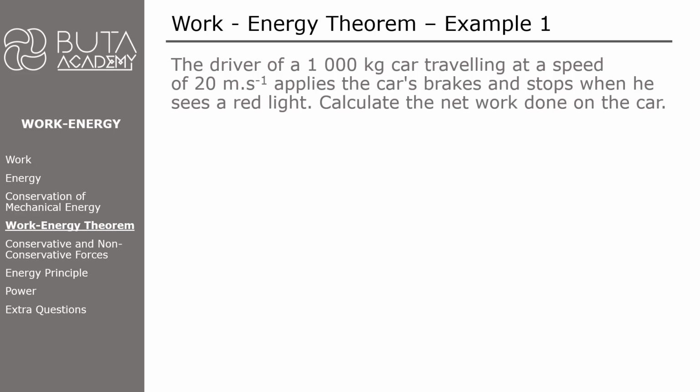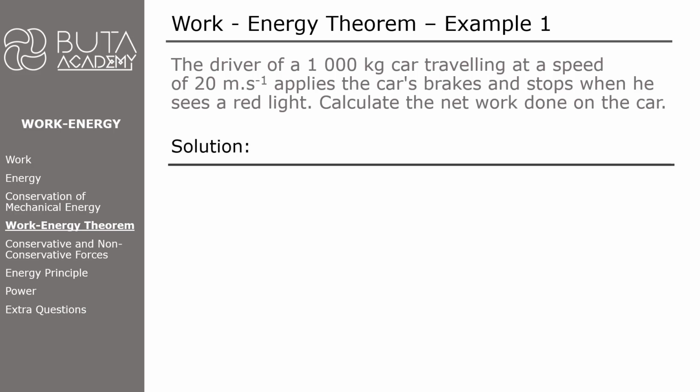In the first example, the driver of a 1000 kg car traveling at a speed of 20 meters per second applies the car's brakes and stops when he sees a red light. We need to calculate the net work done on the car. If a question involves velocities and net work of an object, most probably the solution lies in work-energy theorem.